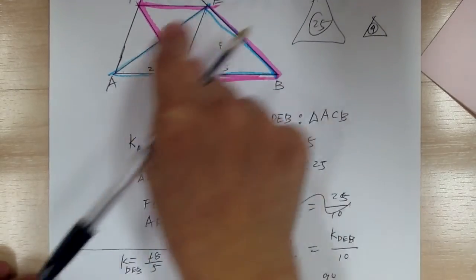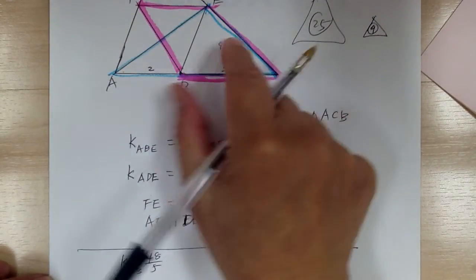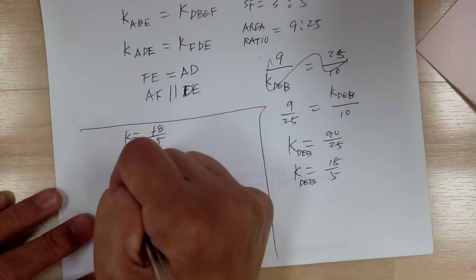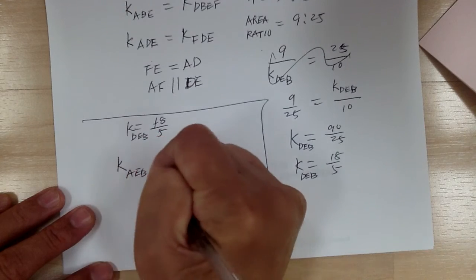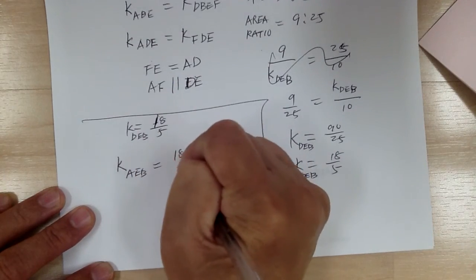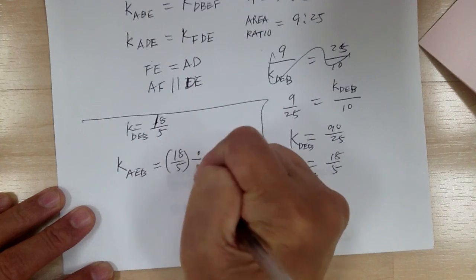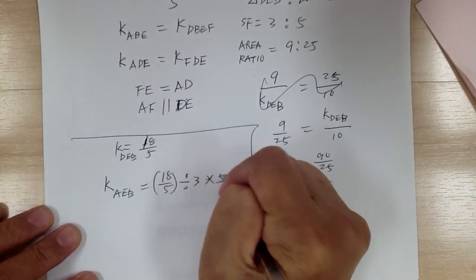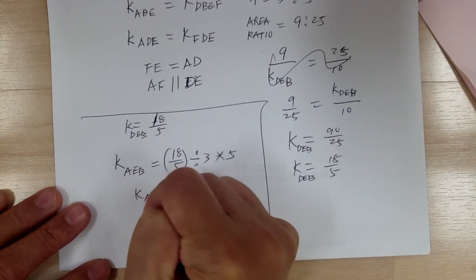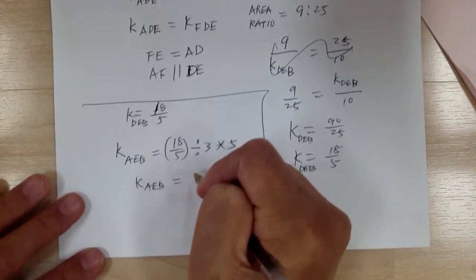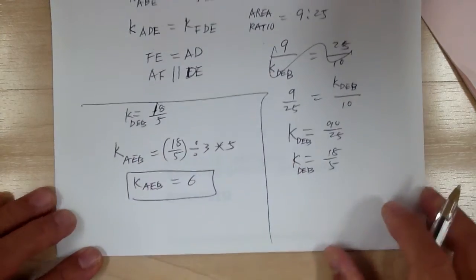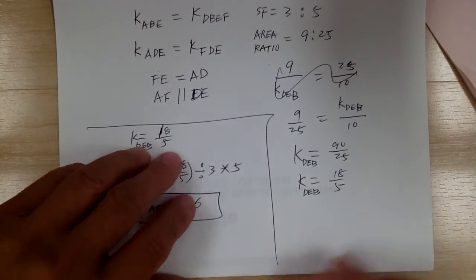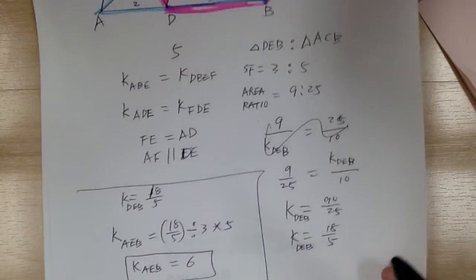Now to find out this area over here, we need to divide this by 3 times 5, because this is 3 and this is 5. So area of AEB equal to 18 over 5 divided by 3, divided by 3 times 5. So area of AEB equal to 6. Okay, let's go to the next one.